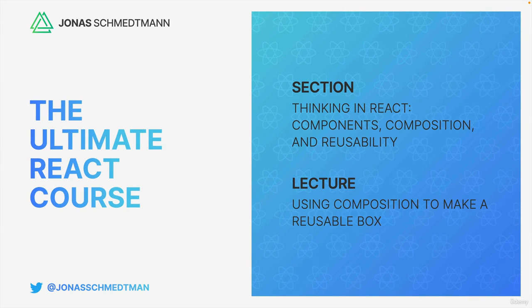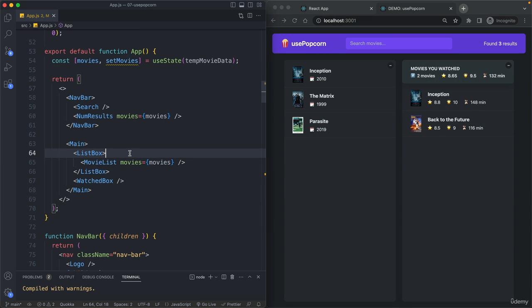So we used composition in order to solve a prop drilling problem and to build our layout in a nicer way. And so now let's use it to build a reusable box component. So we already converted the list box component here to use the children prop in order to then basically fill that slot, so that hole, with this component that we pass in as a child component. And so now we could go ahead and do the exact same thing with the watched box.